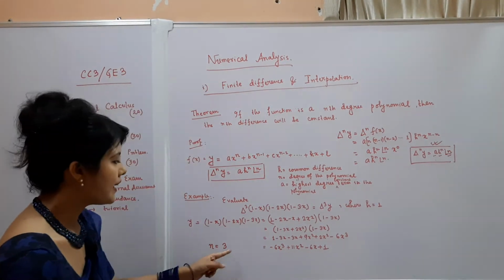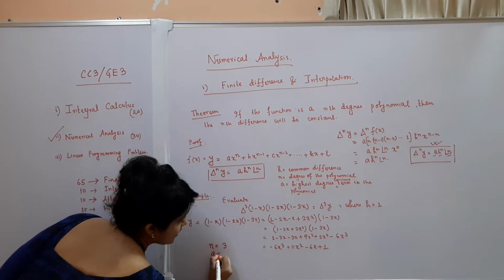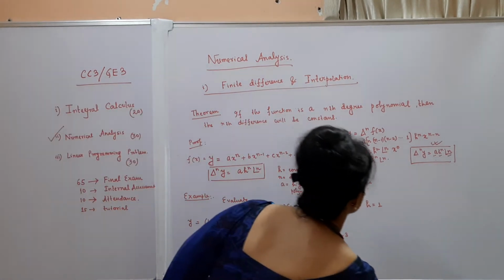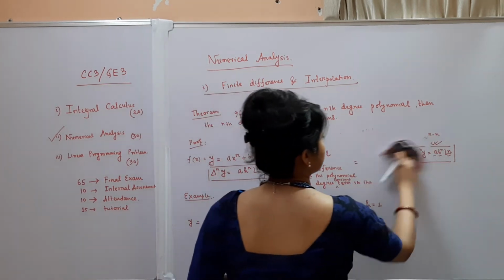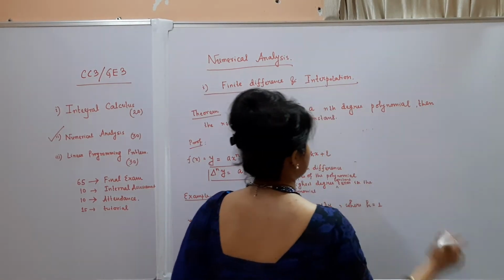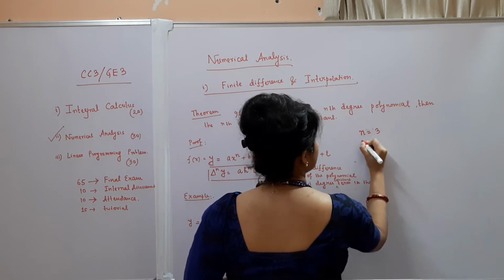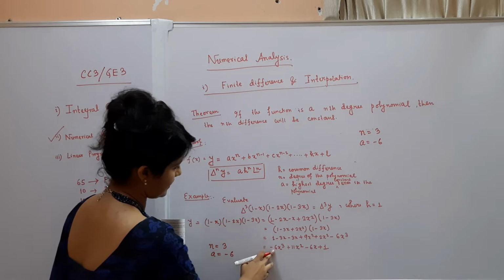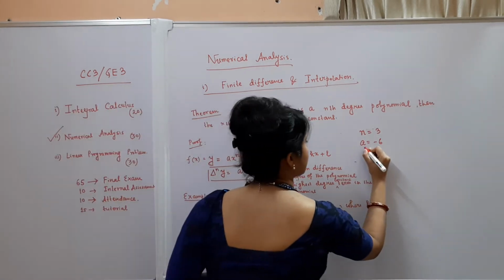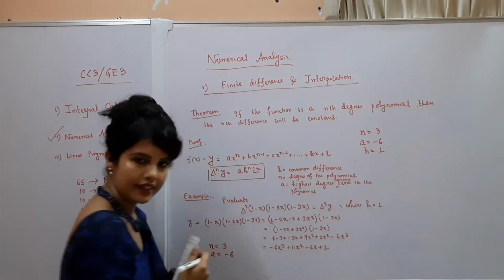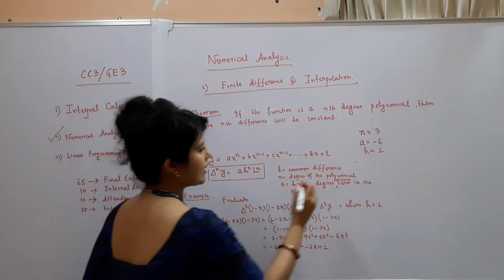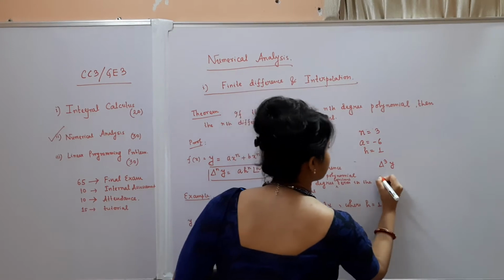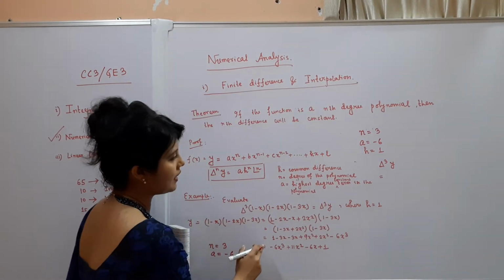So n is equal to 3, a is equal to minus 6. So I am writing here that n is equal to 3, a is equal to minus 6, and it is already given that h is equal to 1. So what would be the third degree difference? So delta cube y. What would be the third degree difference of this polynomial?